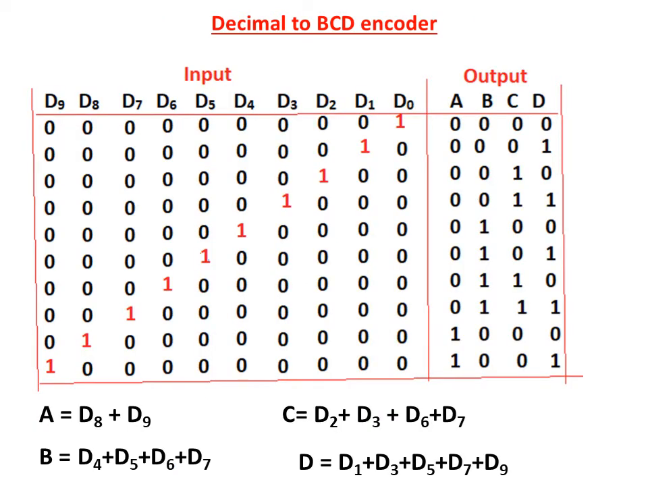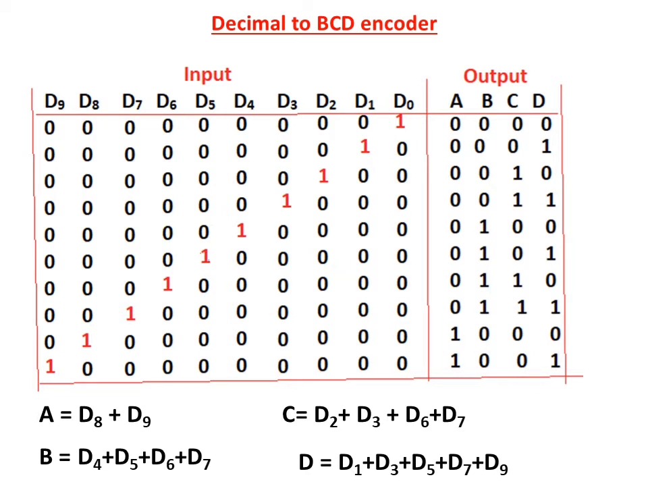This is the function table for decimal to BCD encoder. The 10 inputs are D0 to D9 represented here and the outputs are A, B, C, D. For the 0, 0, 0, 0 output combination, input D0 is selected. For the 0, 0, 0, 1 combination, input D1 is selected. For 0, 0, 1, 0, input D2 is selected. Similarly, all the 10 inputs are selected to the corresponding output signals.